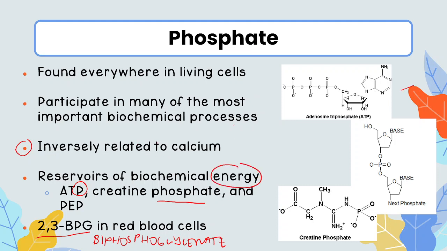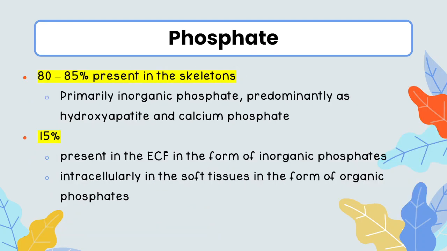Looking at the images here, this is your adenosine triphosphate, this is your creatine phosphate, and kids, this is related to your DNA formation, in which we have phosphate in the structure of your DNAs. So again, that is how important phosphate is. Now, there are actually two forms of phosphate that can be present in the body, kids. You have your inorganic phosphate and you have your organic phosphate.